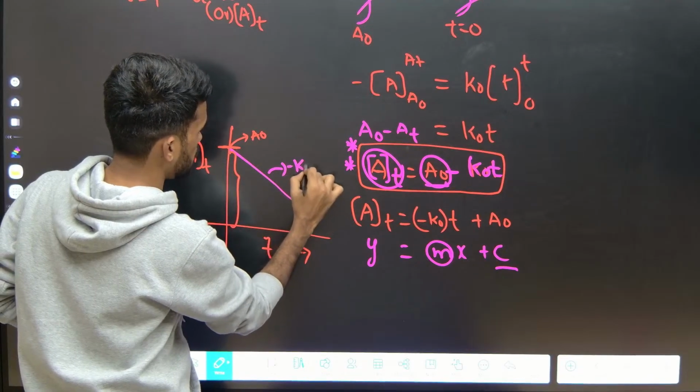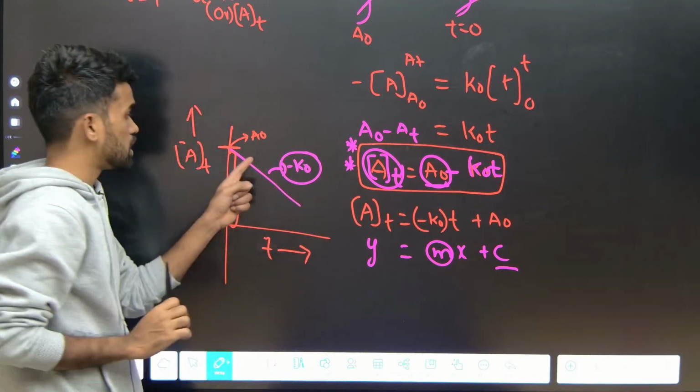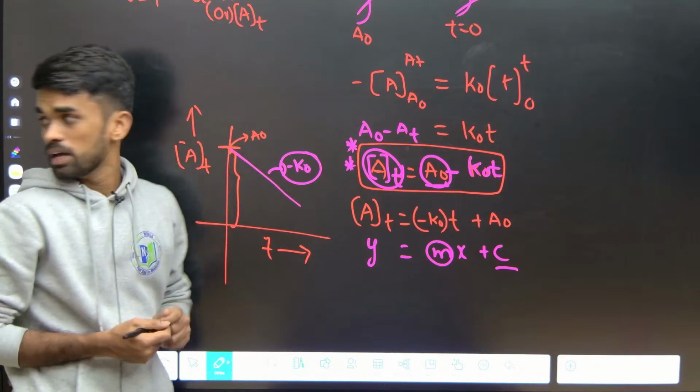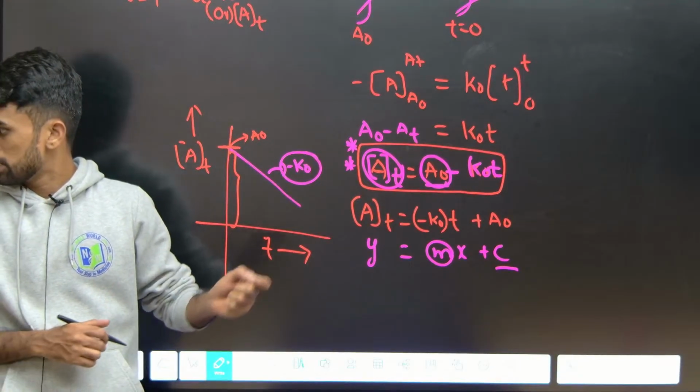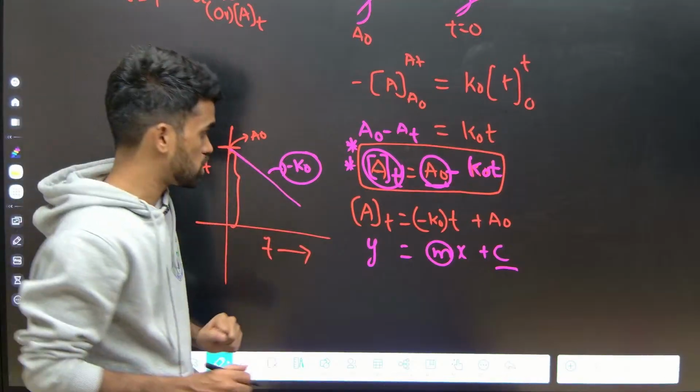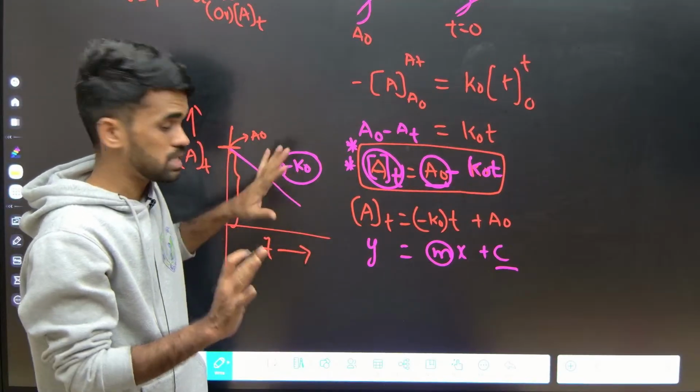It is minus K naught. Okay, try to remember this, because based on these things also they may ask a question. I will show you the question that is formed from this particular equation itself. Hope whatever we have discussed it is clear.